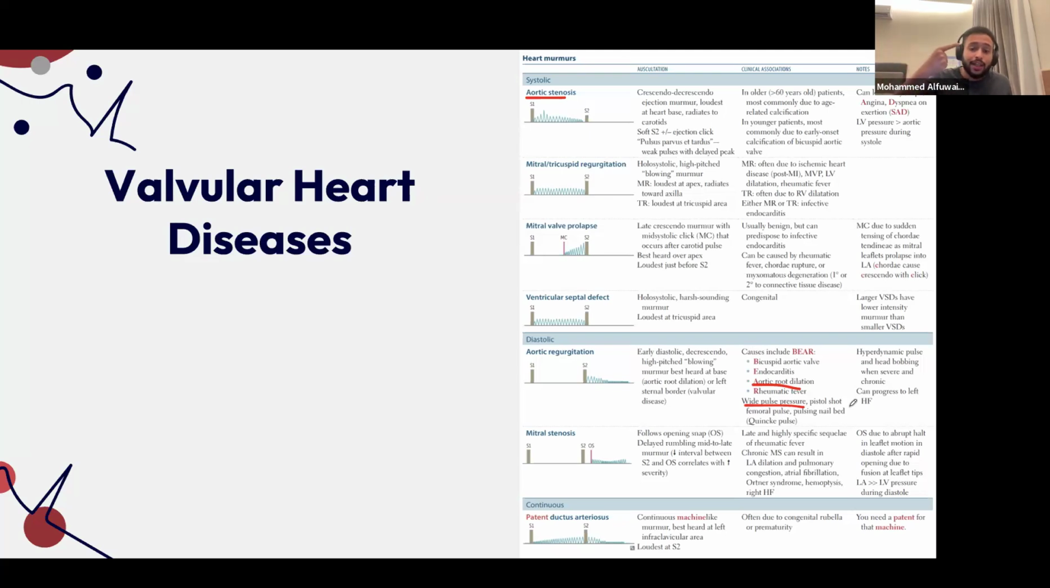You'll have pulsatile nail beds. You can see the nail bed itself is very pulsatile, and you can see a pistol shot, which happens at the femoral, or they'll be bobbing their head, okay, because of the high pressure. So that's aortic regurgitation. Then you have mitral stenosis, which happens chronically because of rheumatic heart disease or anything else. That's usually rheumatic fever. And then you have a diastolic opening snap. Now, PDA, congenital heart disease, we'll mention it later.